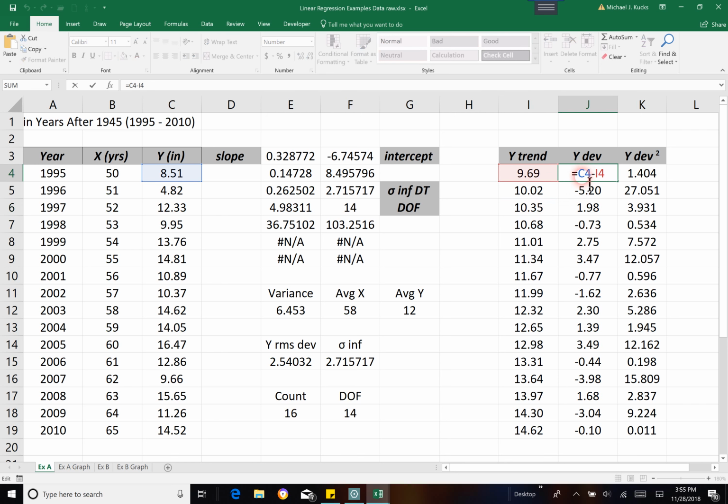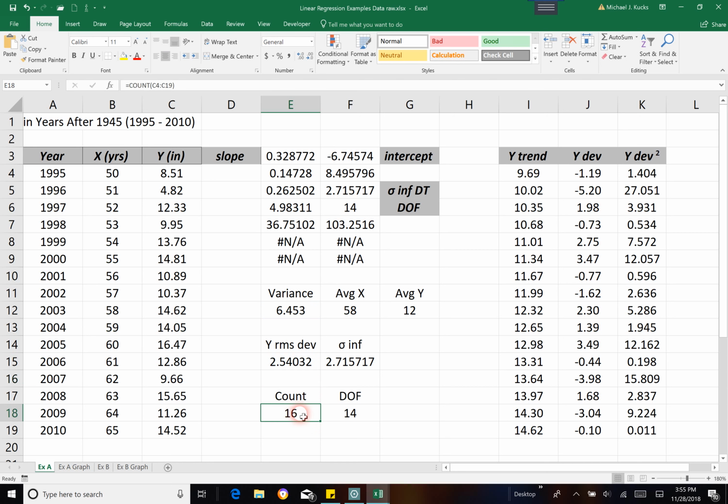We subtracted. This deviation is nothing more than the y value of my data minus the y value of the trend line. And then, as we always do, we squared those values, and we raised these numbers to the second power. And then we took the average of those squared deviations to get the variance. And then we took the square root of that to get the RMS deviation of my data.